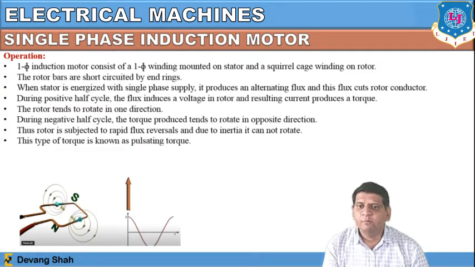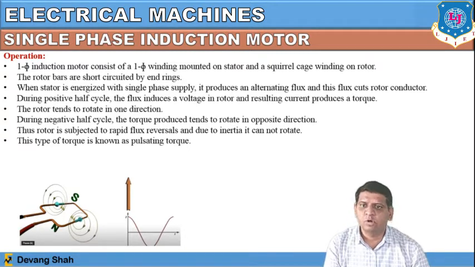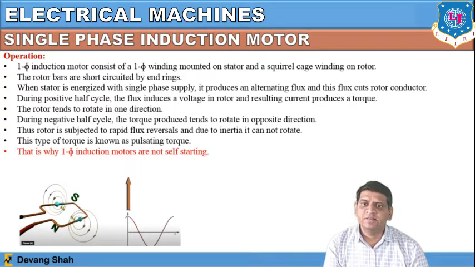Why? Because for a positive half cycle, let's say the flux value is plus phi m divided by 2, and during the negative half cycle, let's say the flux produced is minus phi m divided by 2. So ultimately the resultant value of flux becomes 0. So there is no rotation of this single phase induction motor. This type of torque is known as a pulsating torque, right? So that's why single phase induction motors are not self-starting.